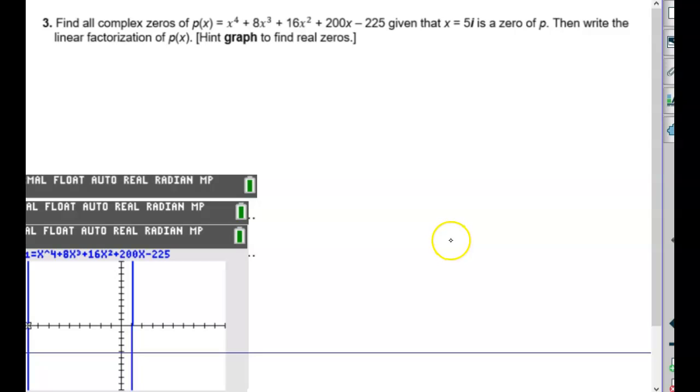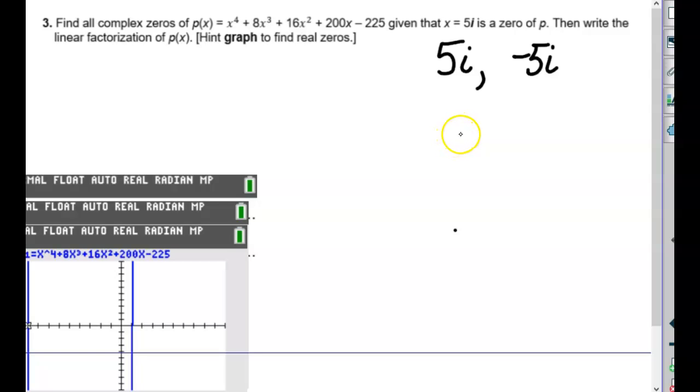All the factors of the constant over the leading coefficient. All the factors of 225, right? There aren't as many as you think, but we're just not going to do that. If 5i is a zero, what did we just learn today? Negative 5i has to also be a zero. Okay. We're going to write the linear factorization.